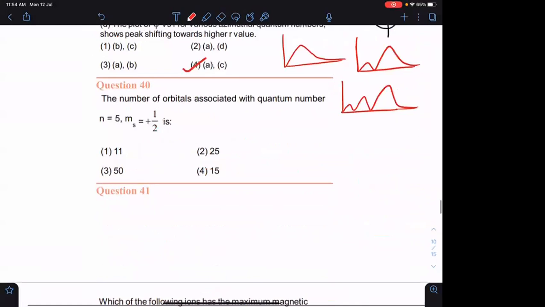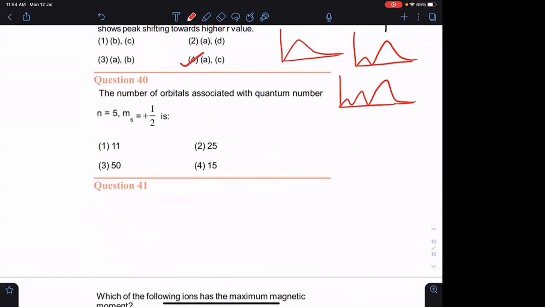Okay, question number 40. The number of orbitals associated with quantum number n equals 5, ms equals plus half. Here, instead of orbitals, the more appropriate term can be electrons. The number of electrons having n equals 5 and ms equals plus half. How many will there be? The total number of orbitals will be 25, 5 square. Of these, plus half will have 25 electrons and minus half will have 25 electrons. So the answer will be 25. Is that clear?